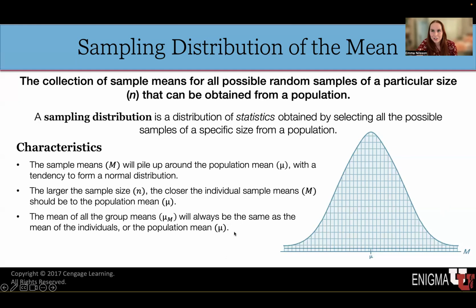And the last characteristic is that the mean of all the group means will be the same as the mean of the population. So that's kind of confusing, but let's say it in a different way. The mean of this distribution, which is a collection of the mean from every single sample, so the mean of the means is going to be the exact same as the mean of the population from which those samples were drawn.